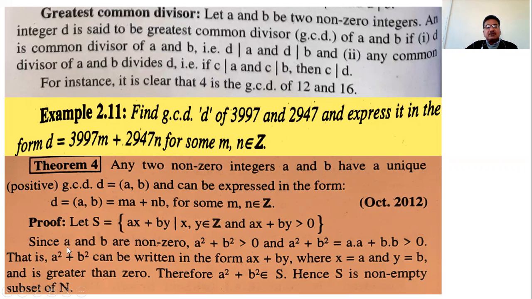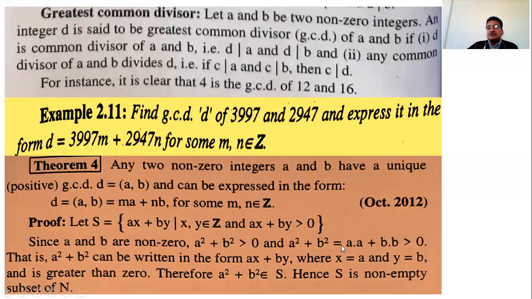For that, this is the calculation. Suppose a and b are non-zero integers. Obviously, a and b being non-zero integers means they are positive or negative, but their squares are always positive, because the square of a positive integer is positive, and the square of a negative integer is also positive. So a square plus b square, both terms being positive, is strictly greater than 0. And a square plus b square is of the form a into a plus b into b. Suppose this a is x, and this b is y, then this element is of the form ax plus by.